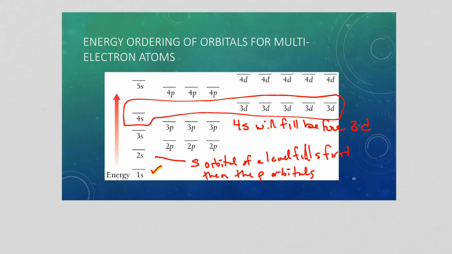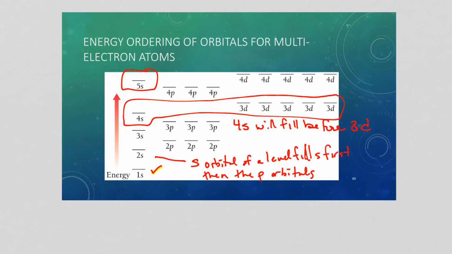This is a pattern we see repeat over and over again. We see up here the 5s is a little bit lower than the 4d, so the 5s would fill before the 4d. So once you get up to where there's the presence of d orbitals, we'll see this pattern where the s orbital of the next level fills before the d of the level you're on.